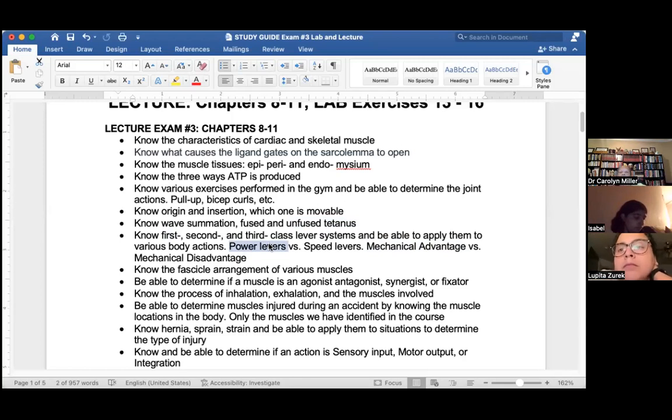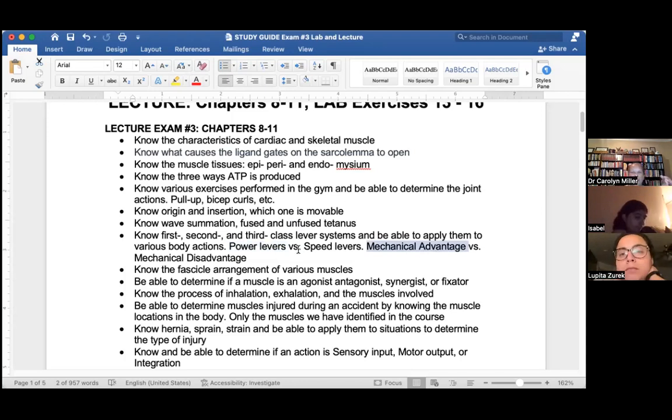Nodding yes. Second class would be standing on your tiptoes. If I'm on my tiptoes, I think I said in the class, looking over a fence or trying to see something, that is a second class lever system, also power. I need the power to hold the weight of my body, and it is a mechanical advantage.